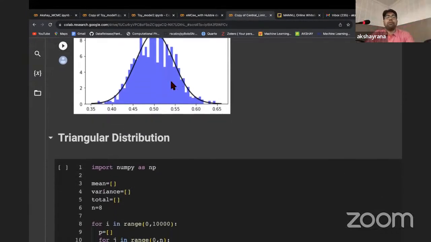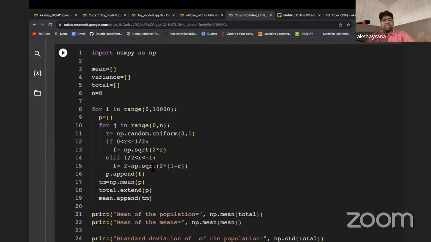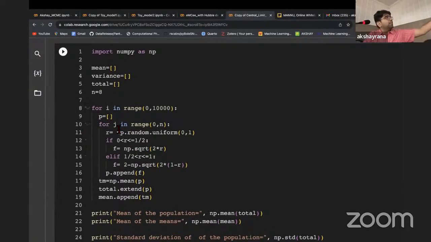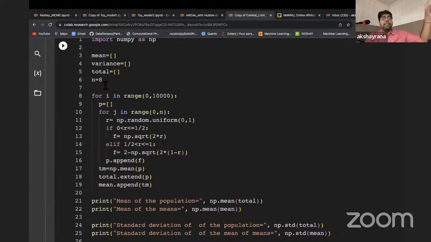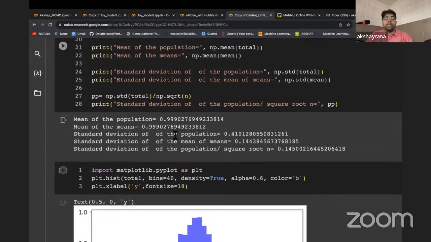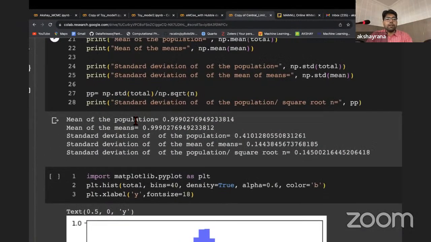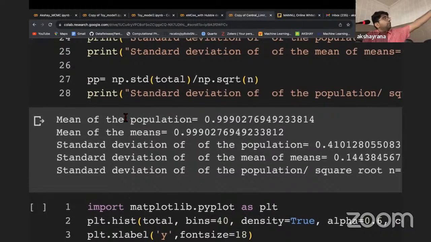So triangular distribution I can show. The program is very easy. The first piece of the code is creating the random numbers and then sampling it. I'm choosing n equal to 8 just to prove to you that for n equal to 8, it will not work properly. If you see, the mean of the complete population I am getting is 0.99902, and the mean of the means I'm getting like this.